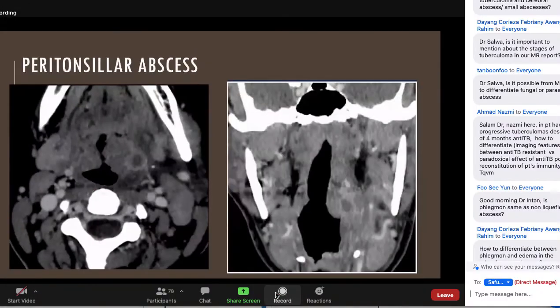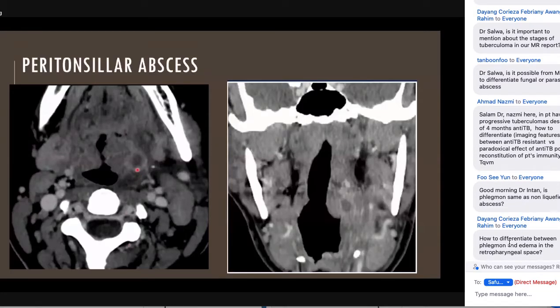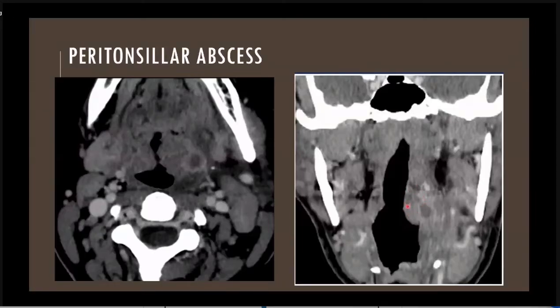So once infection forms in this space, we get what is called a peritonsillar abscess or quinsy. Here we have a well-defined rim enhancing collection between the left palatine tonsil and the pharyngeal constrictor muscles within the peritonsillar space. Similarly, on coronal, you can see that there is bulging of the left palatine tonsil, and this is the rim enhancing collection between the tonsil and the pharyngeal constrictor muscle.